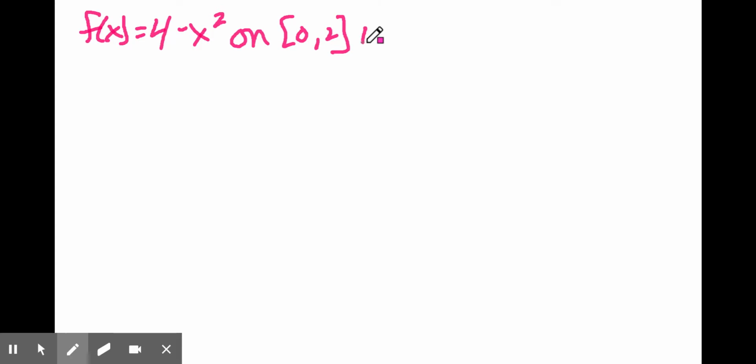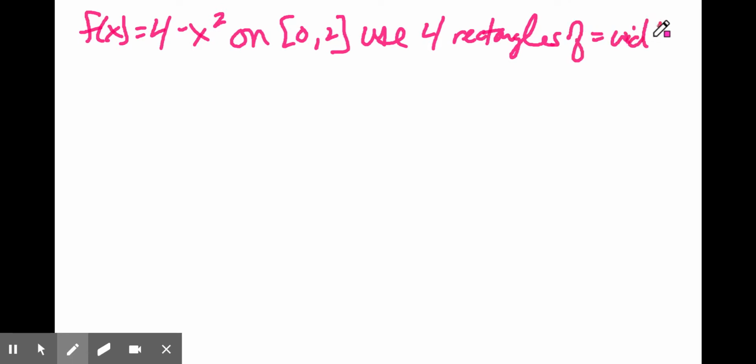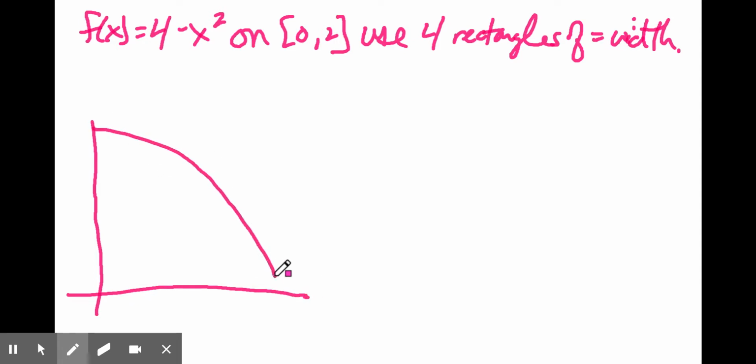So let's take f of x to be 4 minus x squared on the interval 0 to 2. We'll use 4 rectangles of equal width. When you're using midpoints, the rectangles really have to be of equal width, otherwise the whole thing kind of falls apart. So 4 minus x squared is a parabola that opens down. That's 4. This point here is 2, because if I plug 2 into f, I'll get 0.